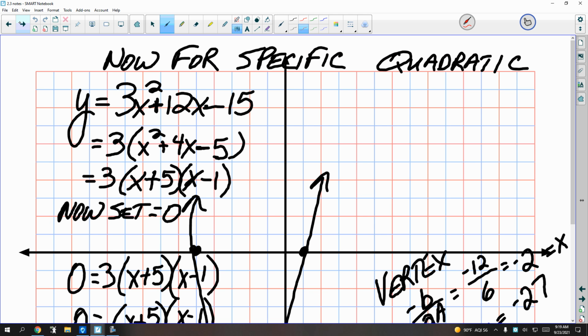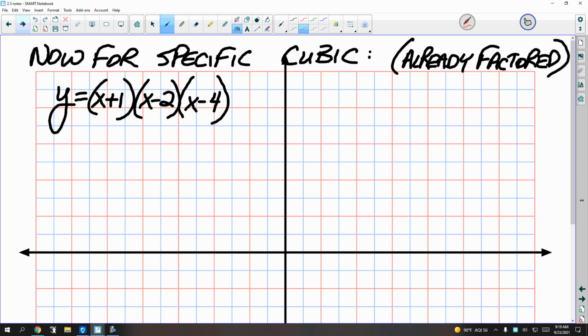So this slide I could just pretty much skip because we did this almost identical problem on the quiz. How do you graph a parabola? Well, you find the zeros, you do negative b over 2a, you find the vertex, and then you find the y-intercept. Let's do this one. Here we go.